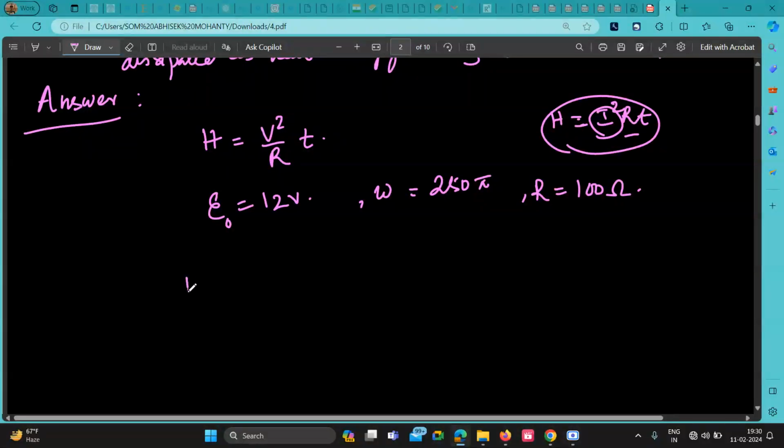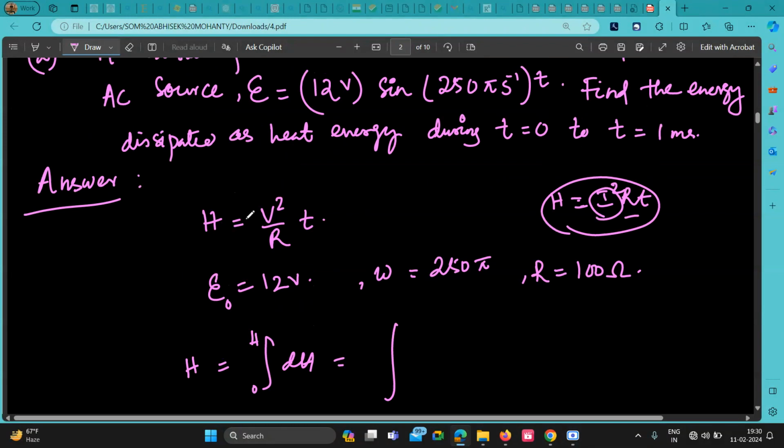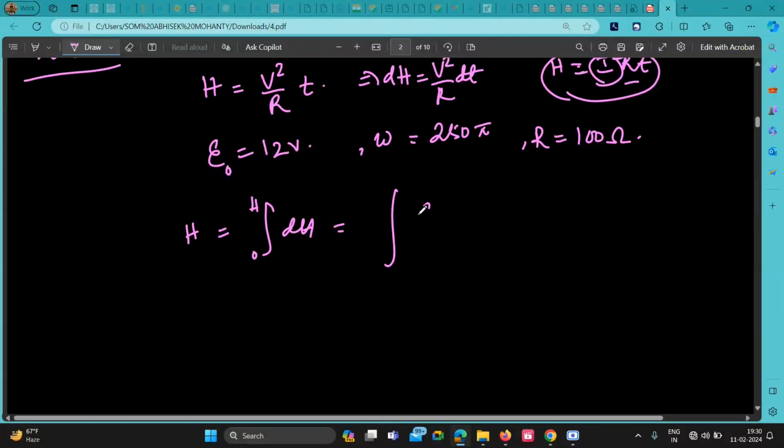So H is equal to integration 0 to H dH, and what is dH? dH is V square by R dt. If we put the value of V square, that will be E naught square sine square omega t by R into dt, and this is 0 to t, time t.